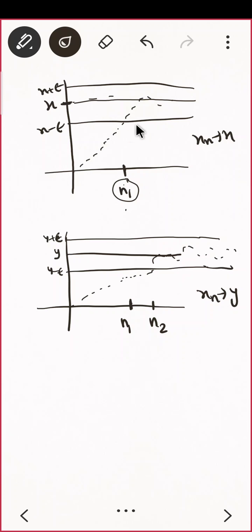But if I choose this one, there will be some terms of y which are remaining here. For x it is okay. Everybody is in the epsilon band. But for y it is not. But if I take n2, then what? Here everybody is in the epsilon band, and here everybody is already in the epsilon band because n1 was much smaller than that. So which n should I choose so that both the conditions are satisfied?